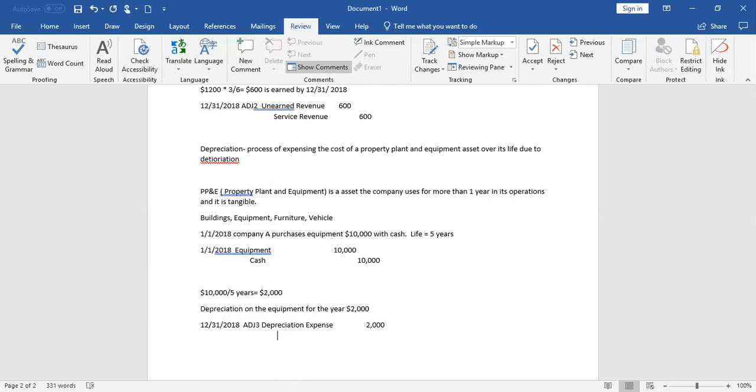Now, usually I'll be in class and I'll say, what account should I credit? And everybody will say equipment. And I'll say, I want to too. I really want to, but we're not allowed to. We use a separate account to keep track of all of this depreciation ever taken on the equipment. And this other account is called accumulated depreciation, and then you put a little dash, equipment.